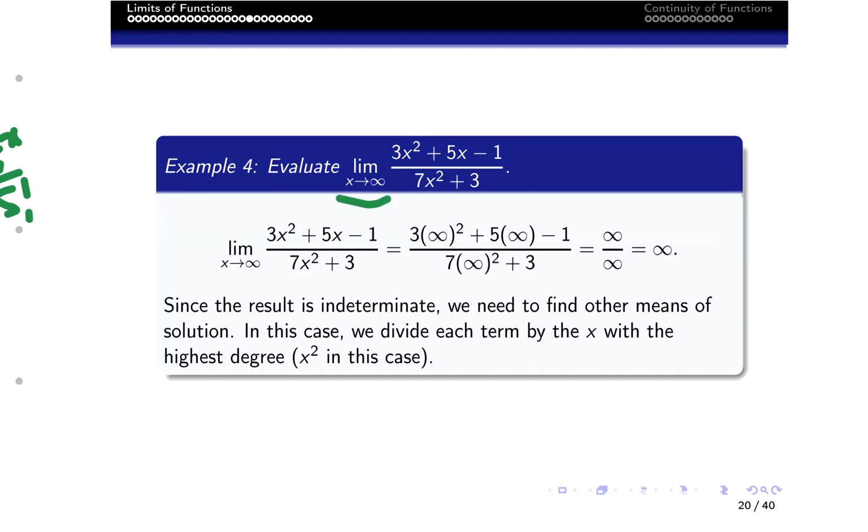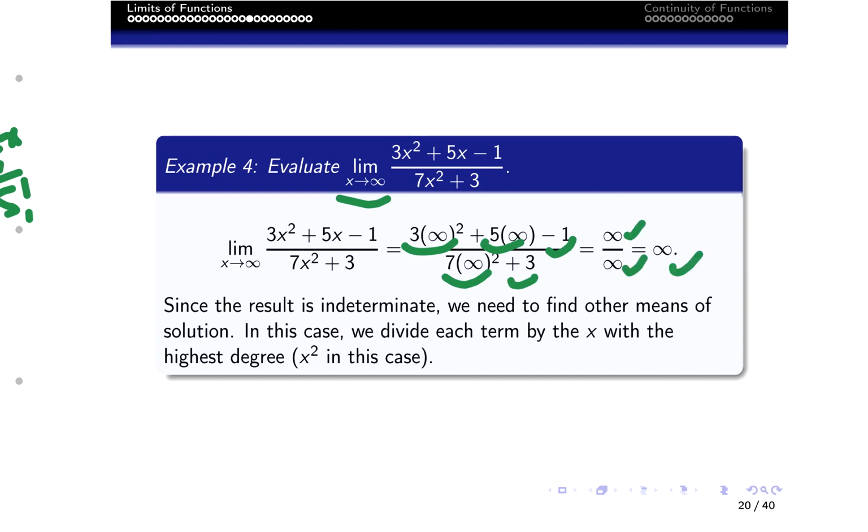So you put infinity for x. That's 3 infinity squared plus 5 infinity minus 1, all over 7 infinity squared plus 3. Once infinity is added to anything or subtracted from anything, or squared, everything ends up being infinity over infinity. So since the result is indeterminate, we need to find other means of solution.